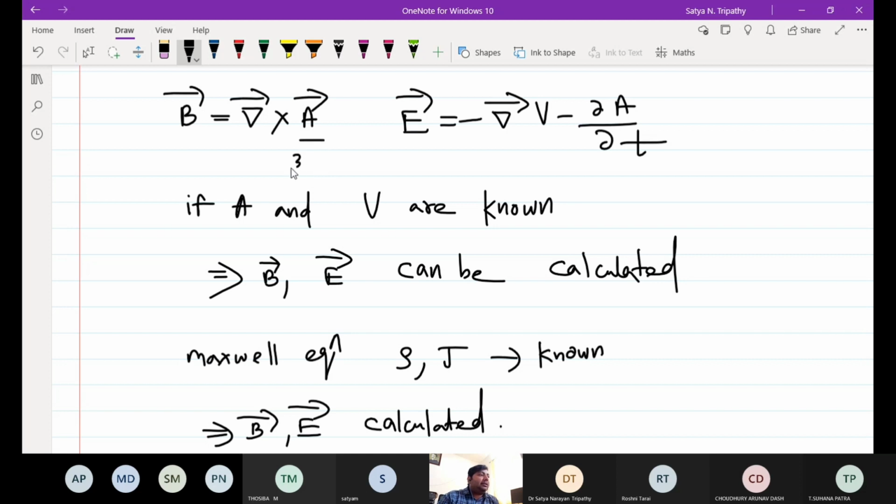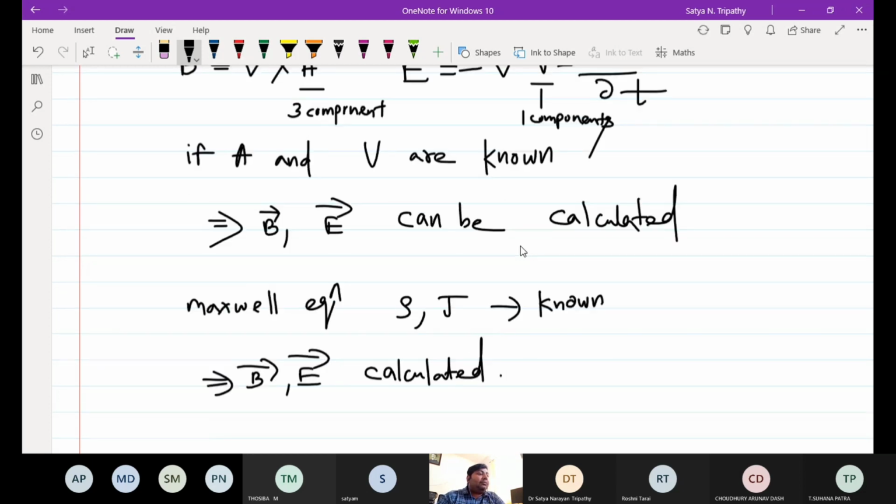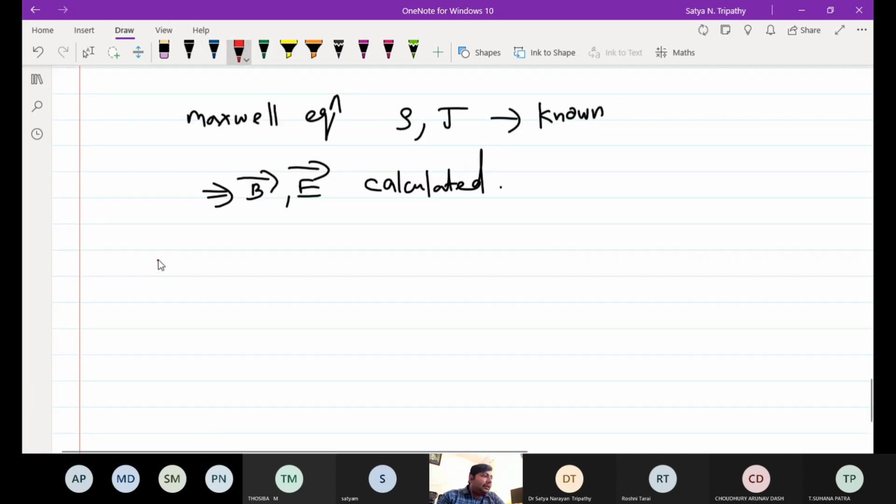This is basically 3 components and this is basically 1 component. We have reduced the components from 6 to 4, and this is the way we calculate the electric field and magnetic field. And this A and V are called potentials and they are not unique. I'll write this is very important: A and V are not unique.